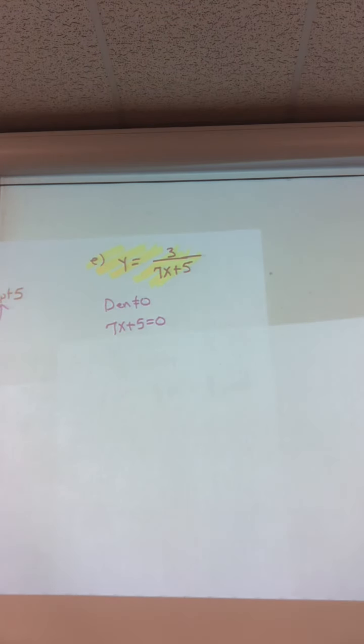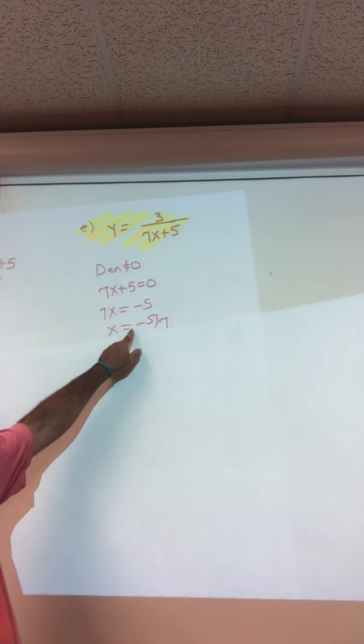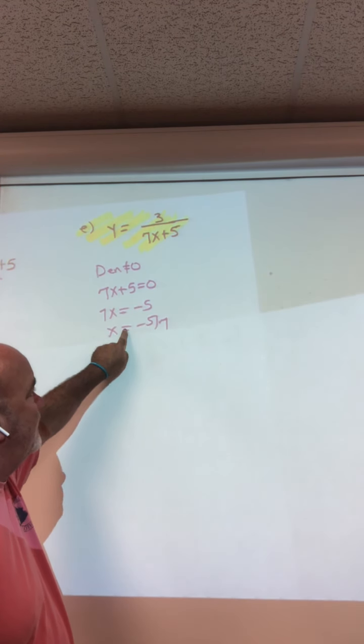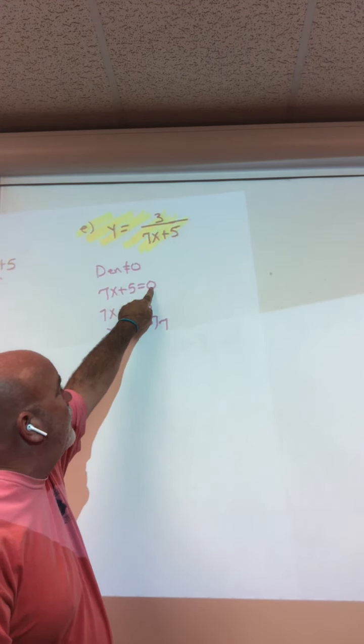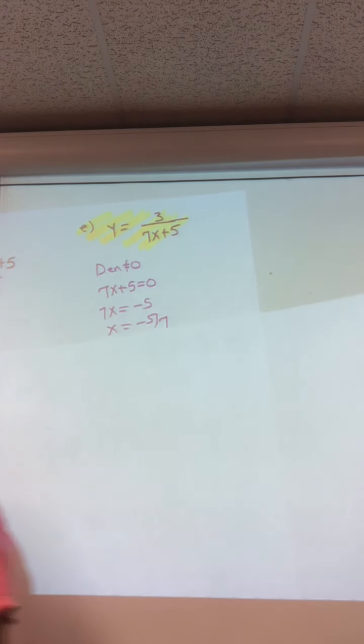Well, how do we solve this? This is a linear equation. Subtract 5 from both sides and divide by 7. Now, once again, when you find this number, that is the number that you can't use, because this is the number that makes the denominator equal 0. The denominator can't equal 0. So then the domain is all real numbers except -5/7.